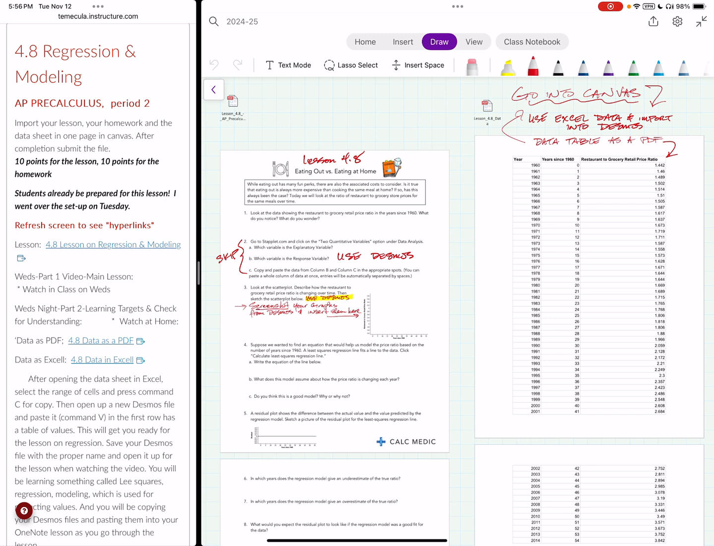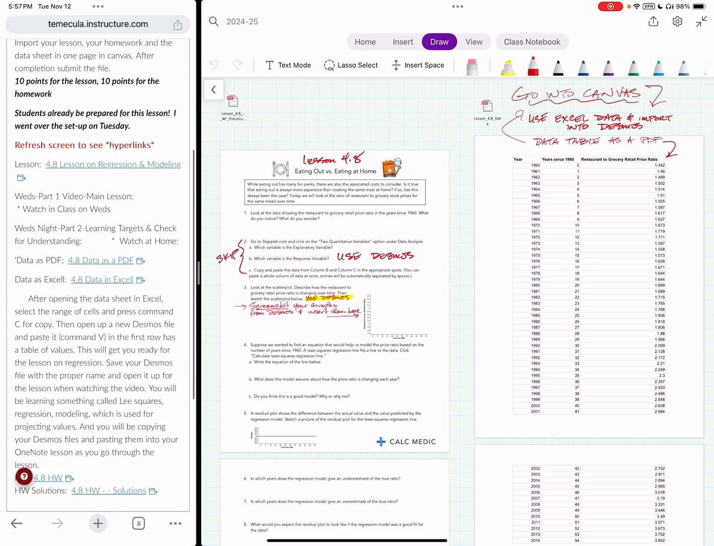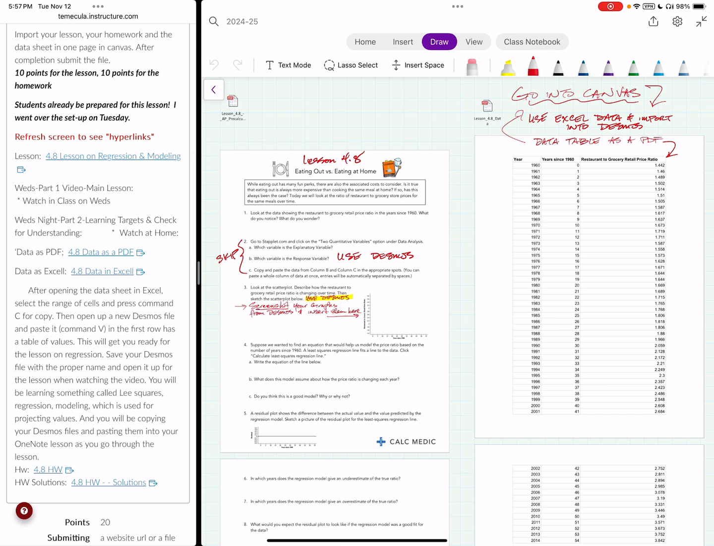Okay, period two. So I set you guys up the previous day, but if you're absent, obviously you've got to talk to your partner here and get everything all set up. Notice that Canvas is on the left-hand side here, and you've got your lesson, the data sheets as a PDF and in Excel, and your homework there as well. I've got all the files that you need. So you've got to get set up first. If you haven't, you better hustle up and get started.